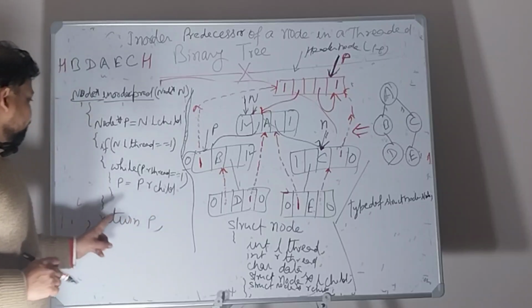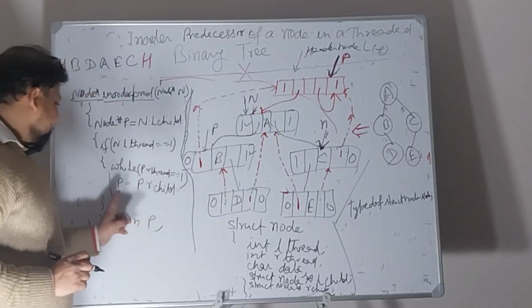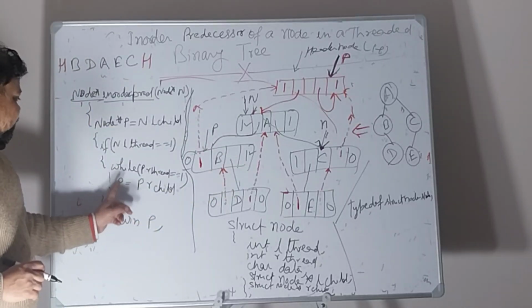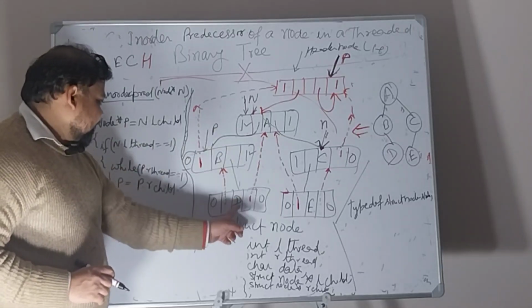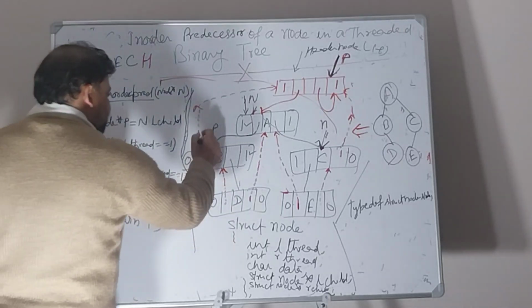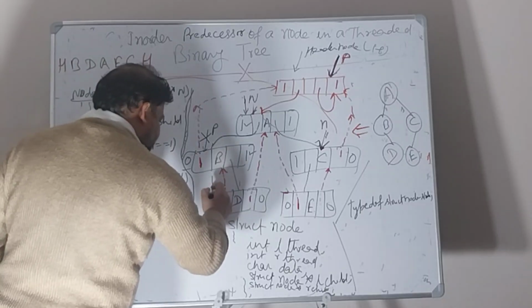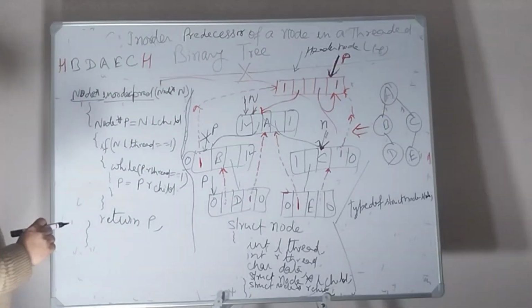In the loop, so it will go, this is here, right? So what exactly will I do? P will go to point P R child. So P R child is pointing over here. So P will be removed from this position. Now P will start to point to this location.